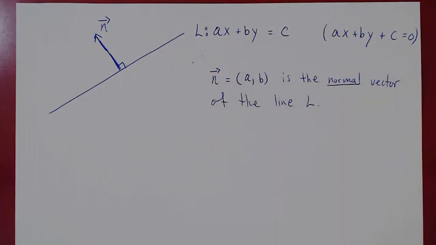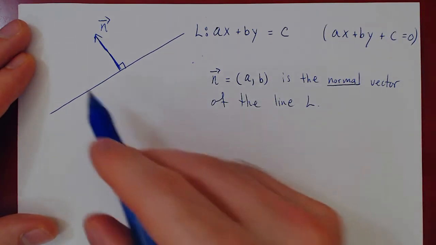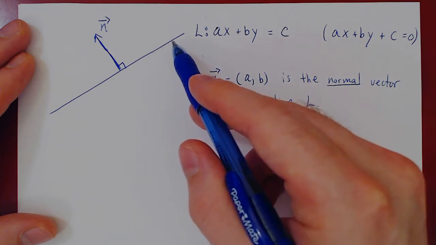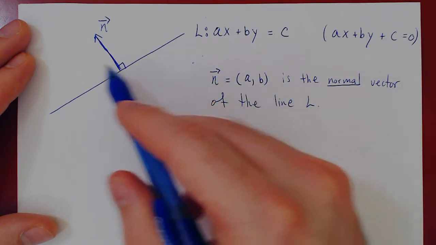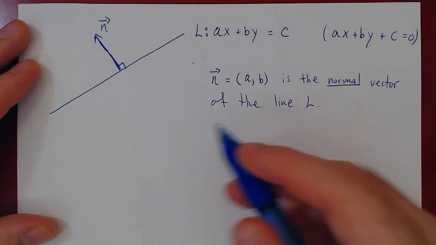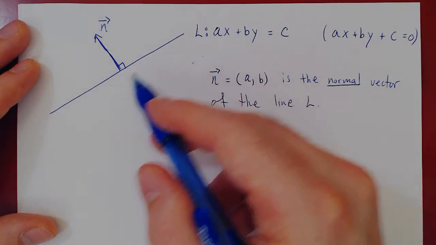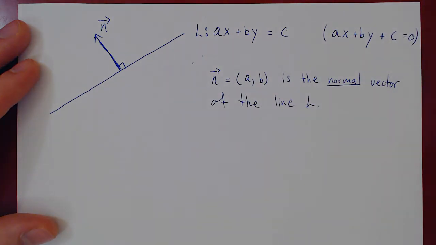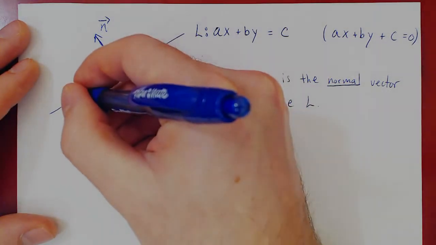Let's prove this. The proof is actually quite easy. What we need is to take an arbitrary vector on the line and prove that for any such vector, it will be perpendicular to n. And of course, we prove that vectors are perpendicular using the dot product. So how can we build a vector that is on this line, an arbitrary vector? Well, the idea is that to build a vector, all you need are 2 points. Let's take 2 points on this line.